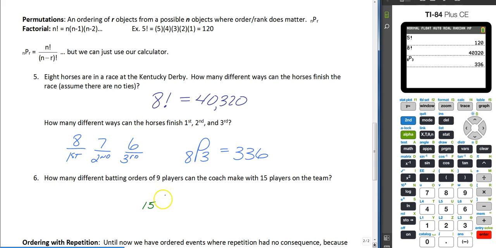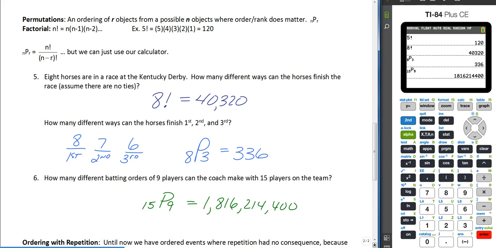So again, there's 15 players and you need to permutate 9 different batters. So you just have to use the permutation, but this time we have 15 total options and only 9 get to play at the same time. So 15 permutate 9 would give us a huge amount of options. We actually have over 1 billion options here. So we have 1,816,214,400 different ways to come up with a batting order.